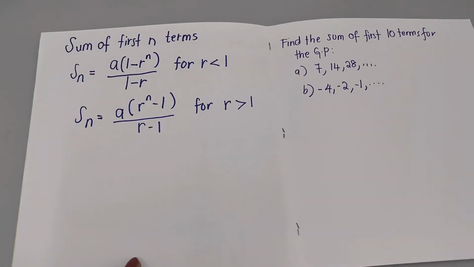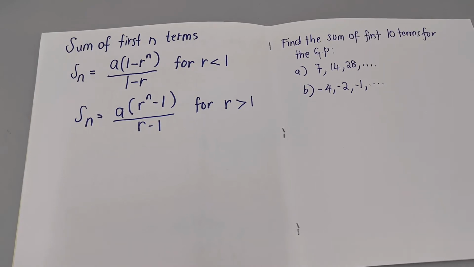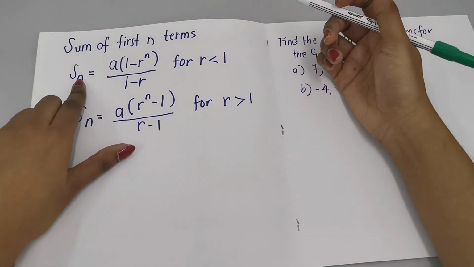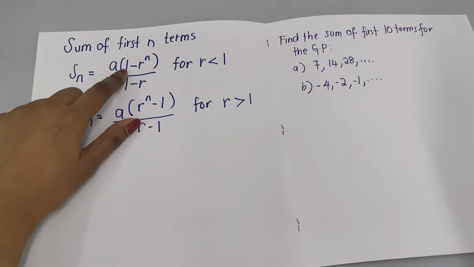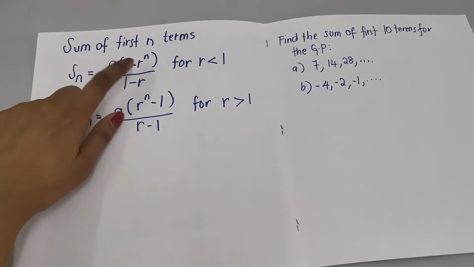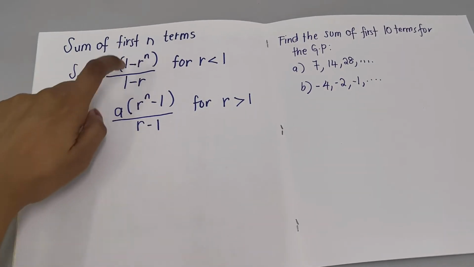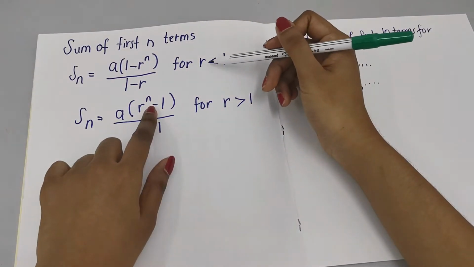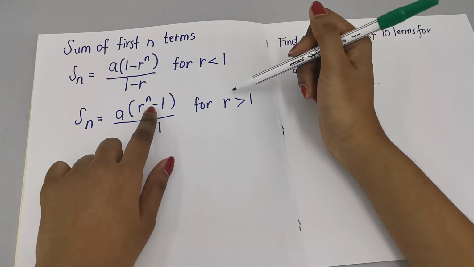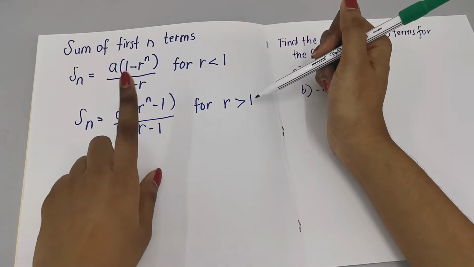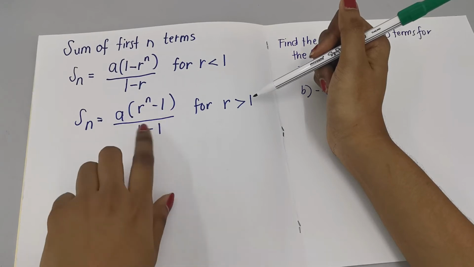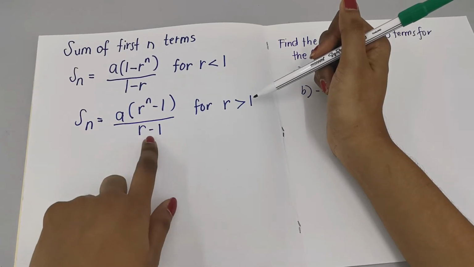Okay, so now let's look at the sum of the first n terms for geometric progression, where you have this formula. The sum of the first n terms is given by a times 1 minus r to the power of n, divided by 1 minus r. But you only use this if your common ratio is less than 1. If your common ratio is more than 1, then you reverse it. You write r to the power of n minus 1 and you just copy back that below.